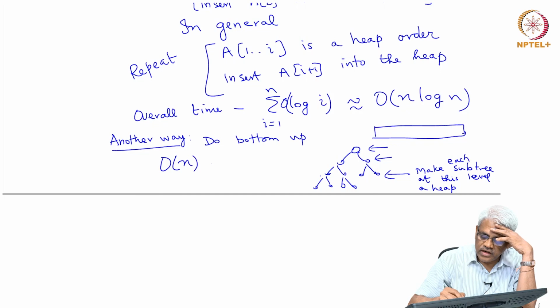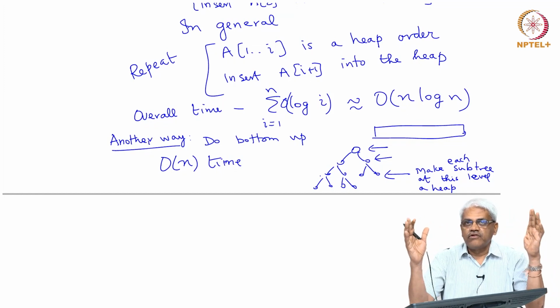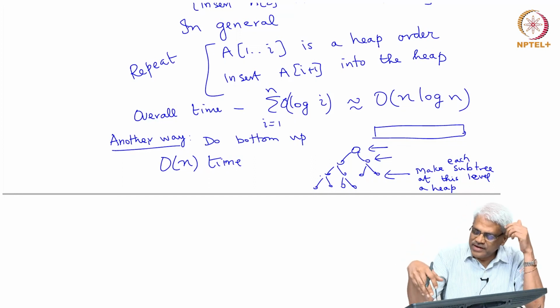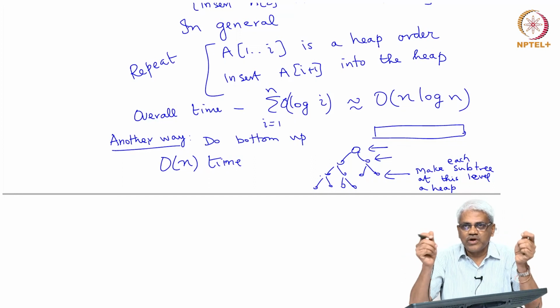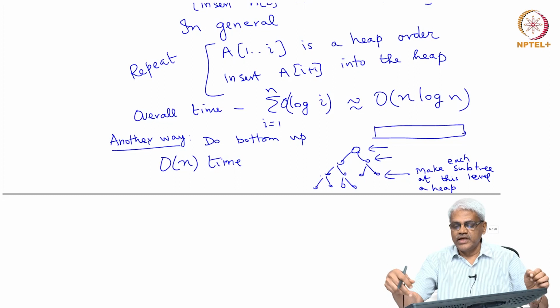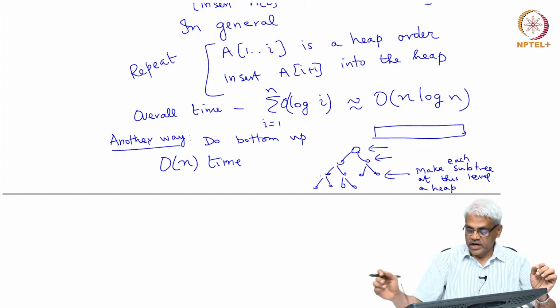Turns out it can be done in order n time. This is a non-trivial step, but all I want to tell you is that given an arbitrary array of n elements, you can convert it into a heap array in linear time. The algorithm is fairly simple. The analysis requires some careful calculation. So one algorithm is just keep inserting a new element into an already built heap. That's like order n log n, but there is a way to do it in order n time.